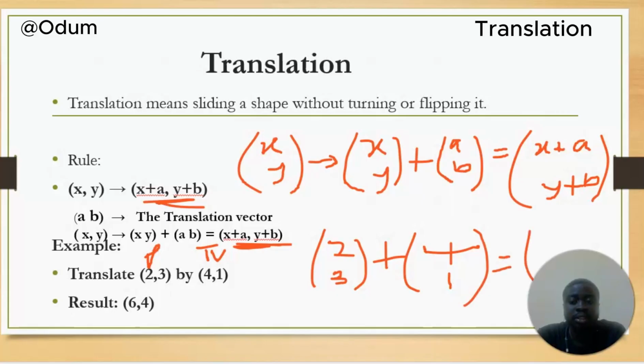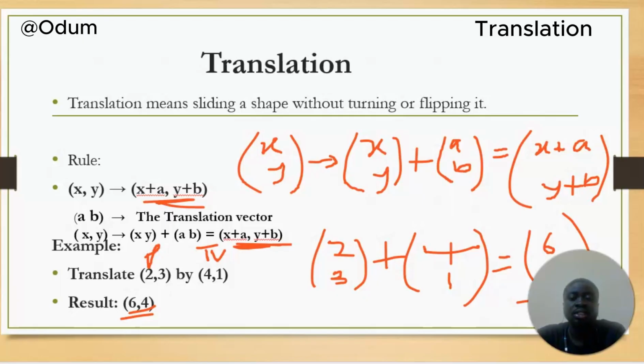Now, this is what you are going to get. When you add 2 to 4, we get 6. Then when you add 3 to 1, we get 4. So this is the image after translating this point using the translation vector (4, 1). That is the result we expected to get. So the point plus the translation vector will give us the image.